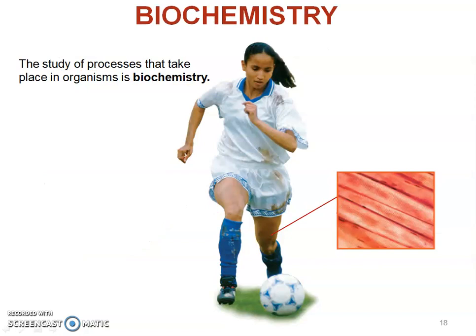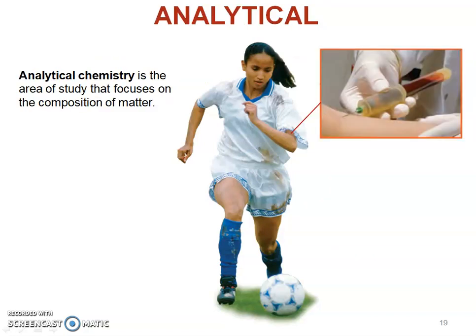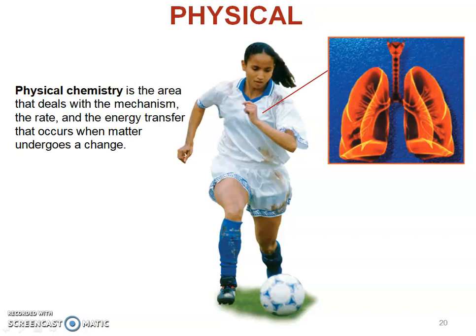So how about biochemistry? It is the study of processes that take place in organisms. So here again, showing you the muscle. Okay, so biochemistry, think about organisms. Analytical chemistry is the area of study that focuses on the composition. So when they're taking your blood and they're studying things of that nature, they're studying what's inside that blood, how much iron is in your blood, so you can tell if you're anemic or not. And physical chemistry deals with the mechanisms and the rate, energy transfers that occur when matter undergoes change. So for physical chemistry, I like to remember energy, okay? Physical is the energy, how things move.